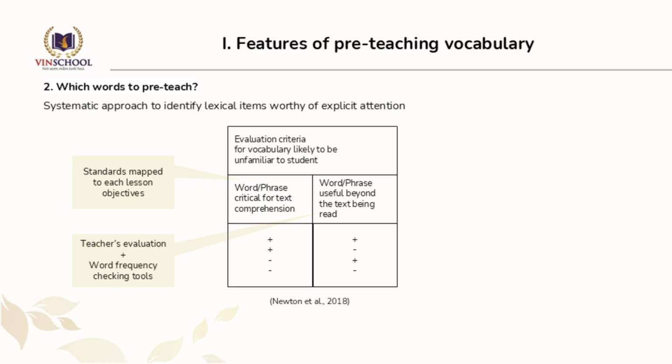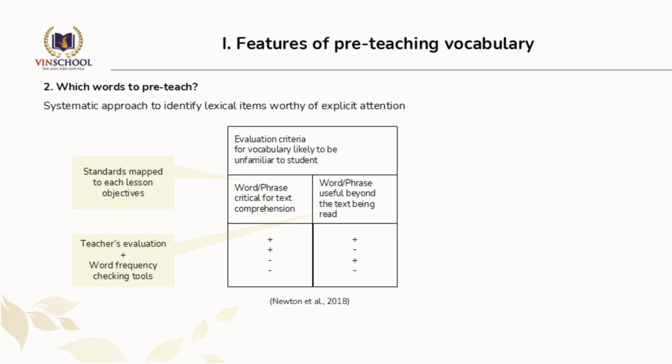Next, let's explore a systematic approach for teachers to identify key lexical items that are worthy of explicit attention by Newton et al. Eds in 2018. This approach was introduced with a view to help teachers make judicious decisions when it comes to vocabulary selection. This approach ensures that vocabulary instruction is both targeted and beneficial for learners' overall language proficiency. This table provides a clear, systematic way for teachers to identify which vocabulary items should receive explicit attention during instruction.